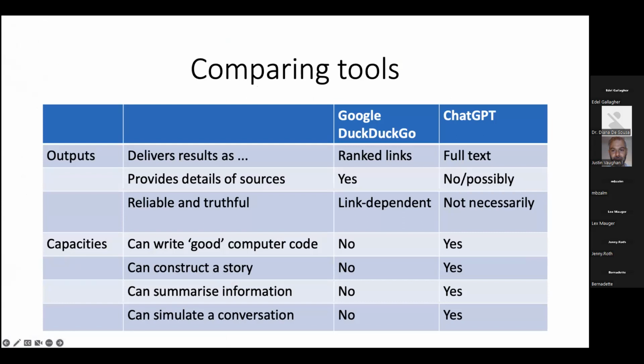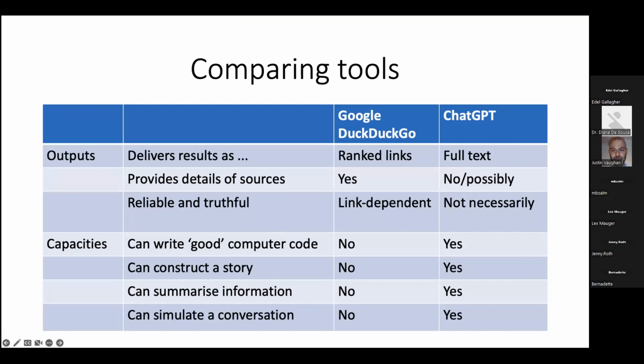Okay. One way of looking at it is to compare the tools. So there's a comparison between Google and other search engines like DuckDuckGo, who deliver results as links. They provide details, obviously, of the sources because it's all in the links. So it's all about the links that are generated, whereas ChatGPT produces full text, details of sources. Well, it depends whether you ask for it. It doesn't do it automatically, and they may well be wrong. So it's not necessarily reliable or truthful.